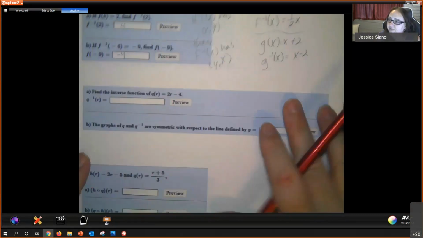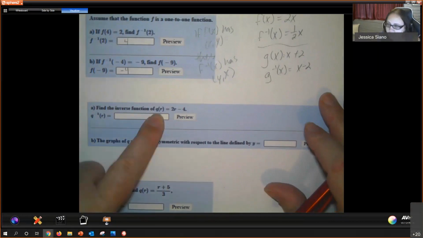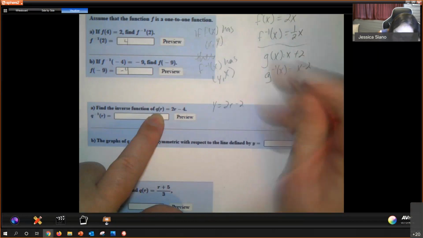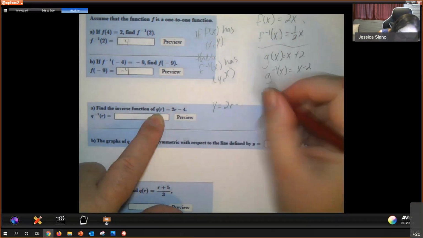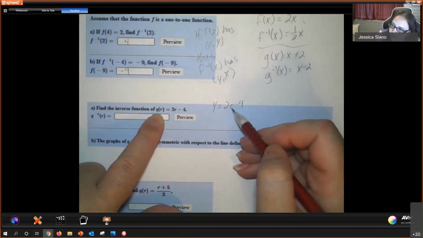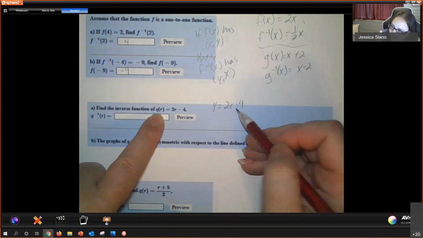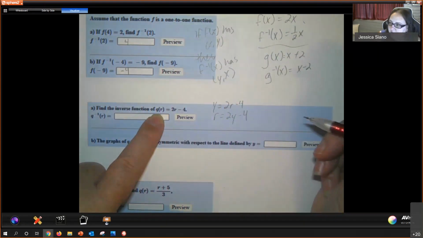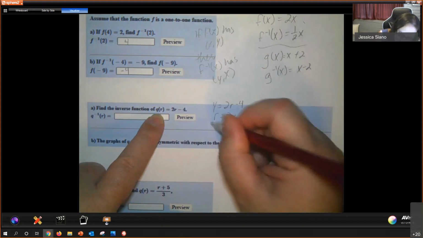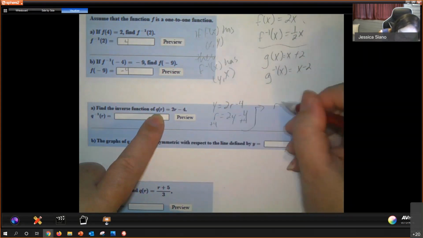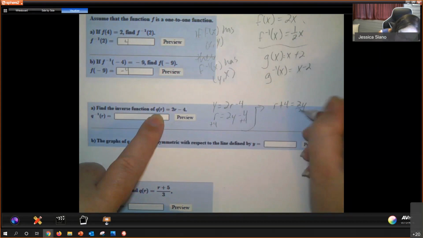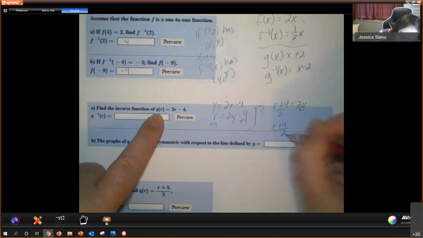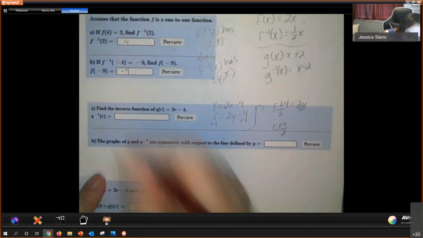Now, to find the inverse of a function, there are 3 steps. The first thing we do is we change f of x to y. So I'm going to make this y equals 2x minus 4. Then, because this is an inverse, we swap the places of y and our other variable. So make this x equals 2y minus 4. And then we solve for y. So we'd add the 4, divided by 2. So this is my inverse.